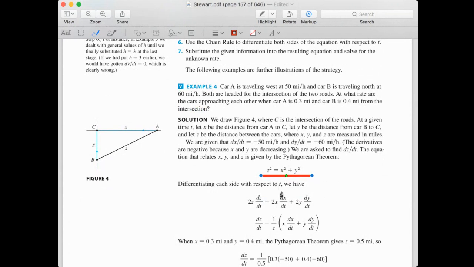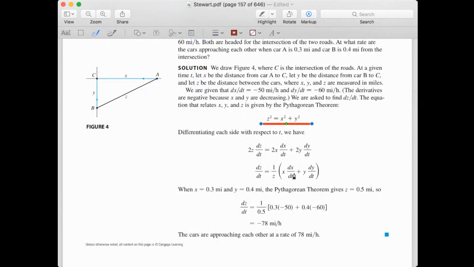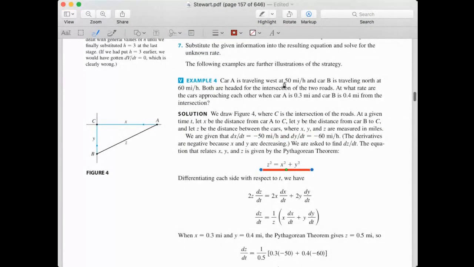Then we differentiate this equation. We have 3 variables, right? So we do 2z z prime equals 2x x prime plus 2y y prime. So z prime we solve, that equals 1 over z times x x prime plus y y prime. Now, just substitute all the knowns. The x value is known, 0.3, y is known, 0.4, and x prime is 50 miles per hour. This is also in miles, so the units agree with each other.